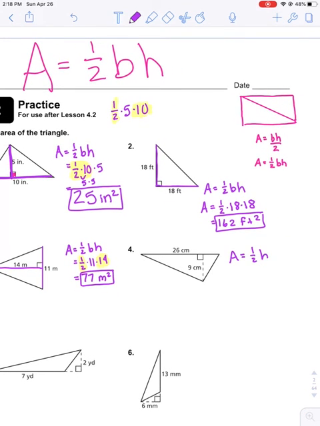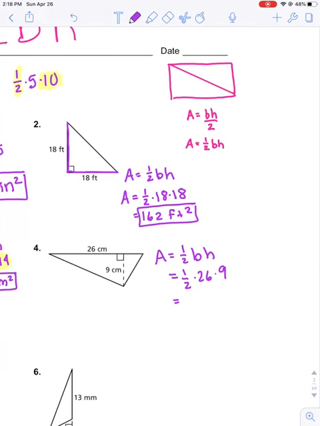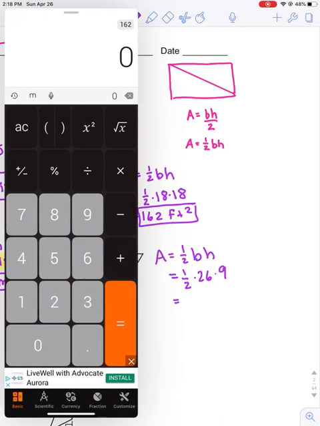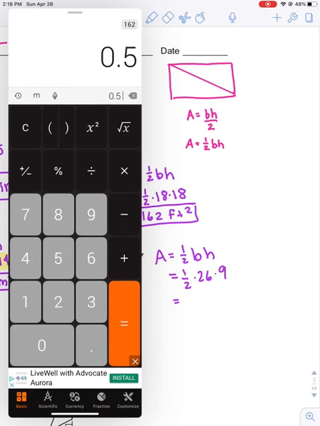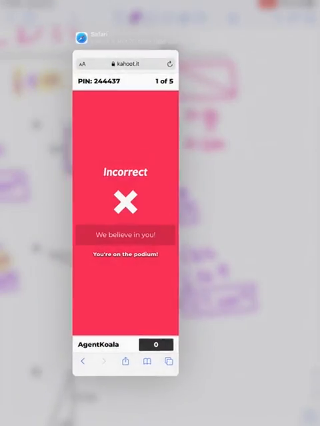And then on number 4, start with the formula. Area equals 1/2 times base times height. That's 1/2 times 26 times 9. I know that 1/2 times 26 is 13, but I don't know 13 times 9 immediately. So here I'm going to use my calculator. So I'm going to do 0.5 times 26 times 9. And that gives me 117 centimeters squared.